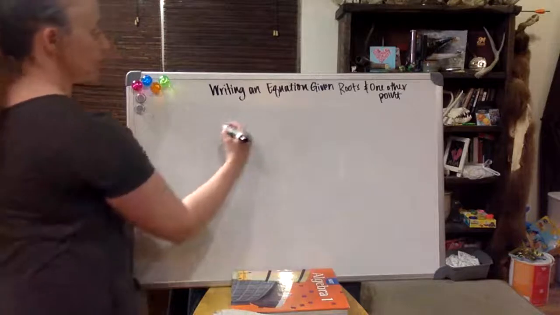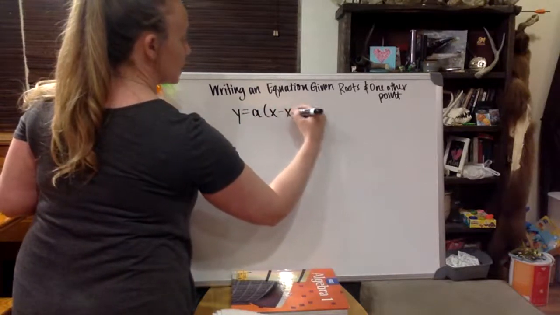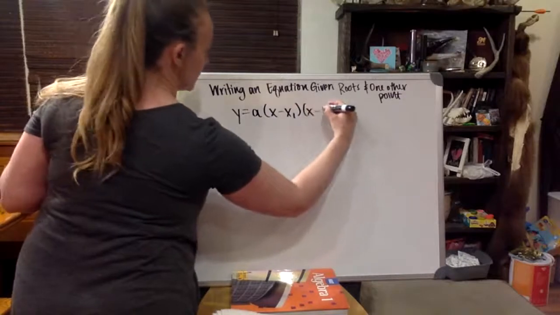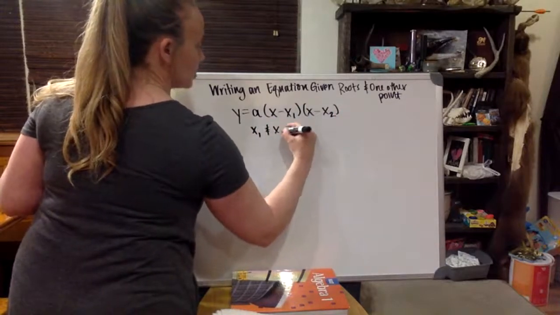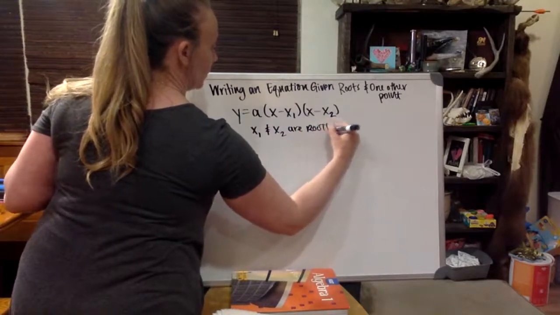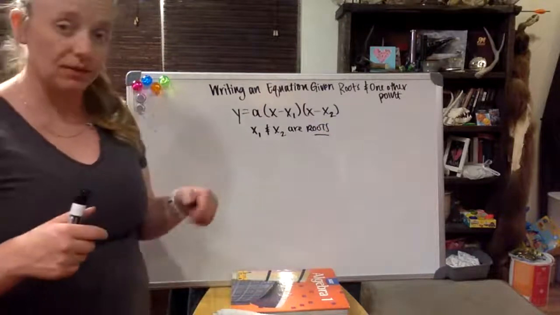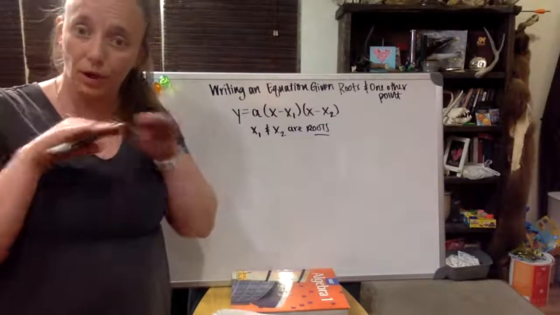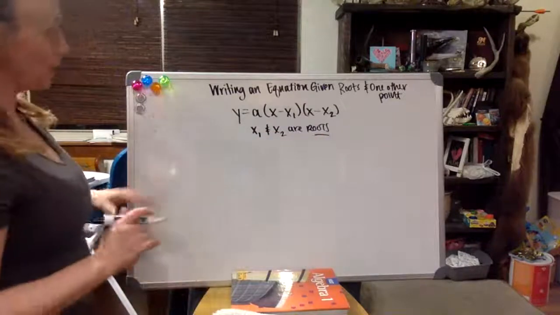Factored form looks like this: y equals a times (x minus x1) times (x minus x2), where x1 and x2 are roots. What are roots? X-intercepts, x values, zeros, that sort of thing, where it crosses the x-axis. Cool? All right, roots.